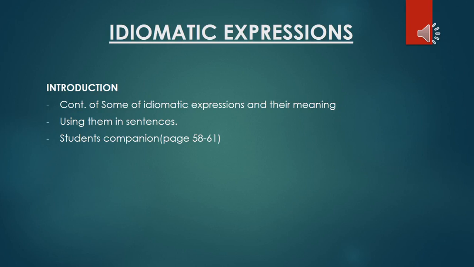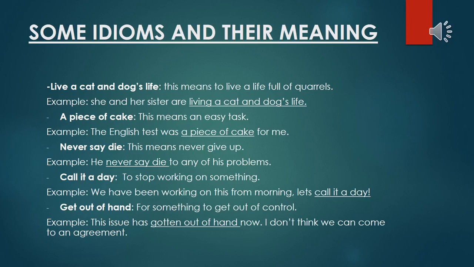So we are continuing our lesson on some idiomatic expressions and their meanings. I'm going to state a few of them and then state their meaning. Then we put them in a sentence. So the first idiom we are looking at today is the idiom live a cat and dog's life. Live a cat and dog's life. Now this idiom means to live a life full of quarrels.